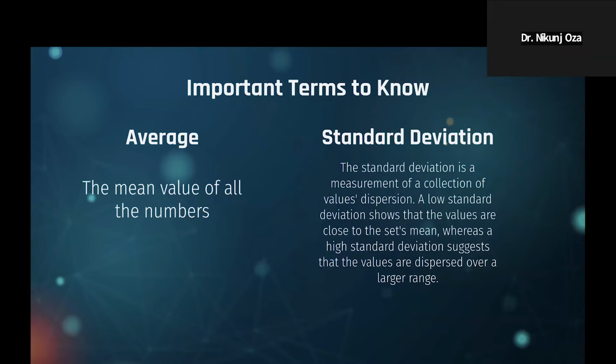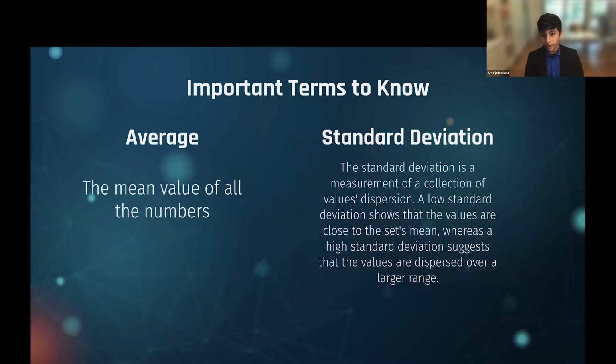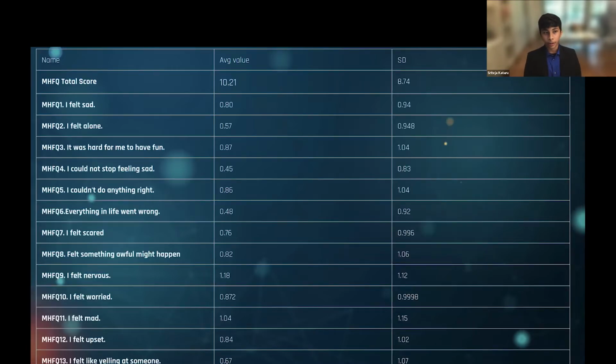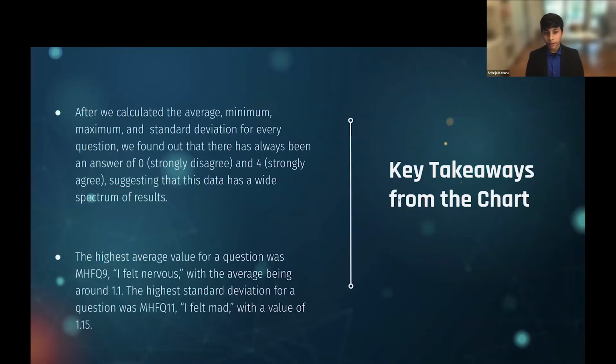Here's the chart of all the questions asked, and the second column is the average values, and the third column is the standard deviation. Let's talk about the key takeaways from this chart. After we calculated the average, minimum, maximum, and standard deviation for every question, we found out that there has always been an answer of 0 and 4, suggesting that this data has a wide spectrum of results.